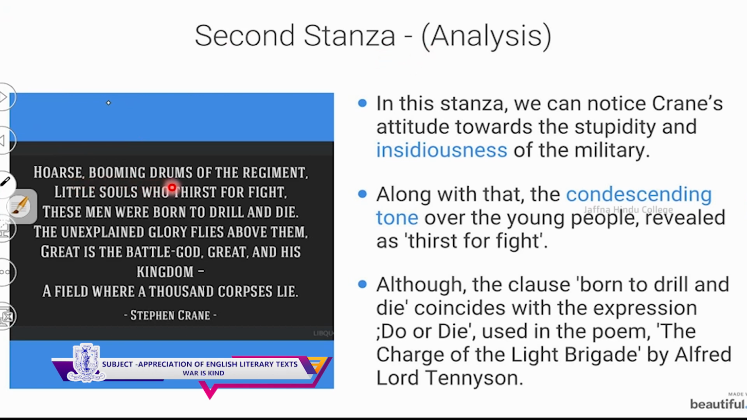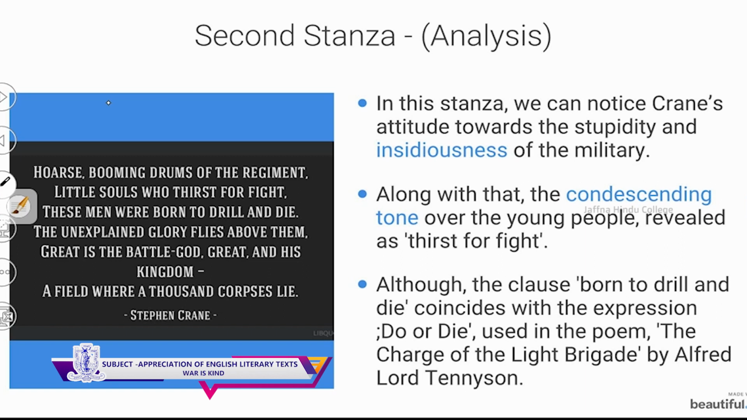Hoarse booming drums of the regiment, little souls who thirst for fight, these men were born to drill and die. The unexplained glory flies above them. Great is the battle god, great and his kingdom, a field where 1,000 corpses lie. I am repeating those lines. Hoarse booming drums of the regiment, little souls who thirst for fight, these men were born to drill and die. The unexplained glory flies above them. Great is the battle god, great and his kingdom.